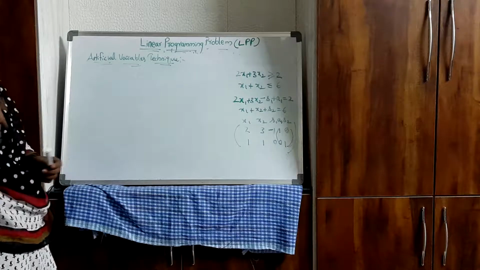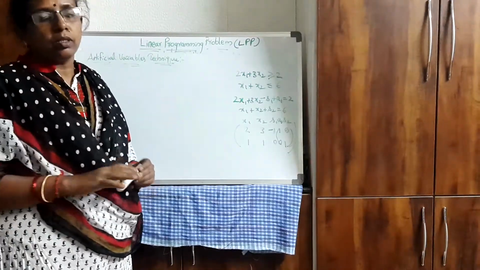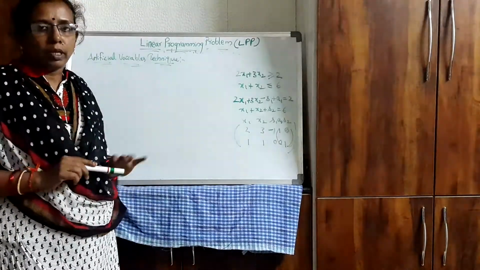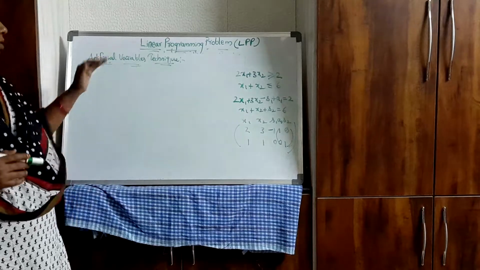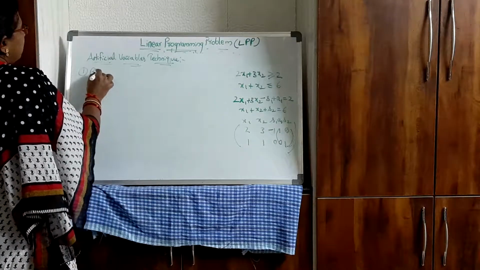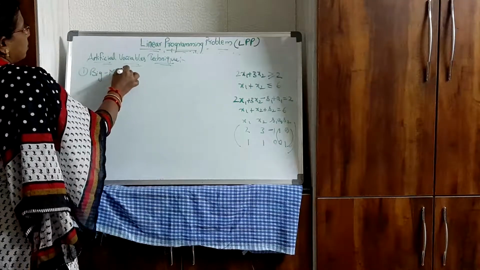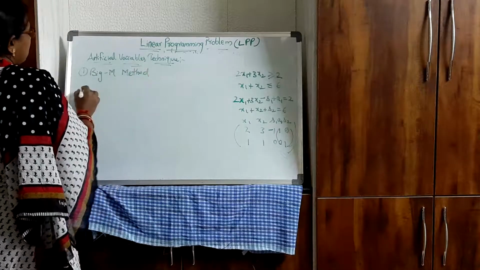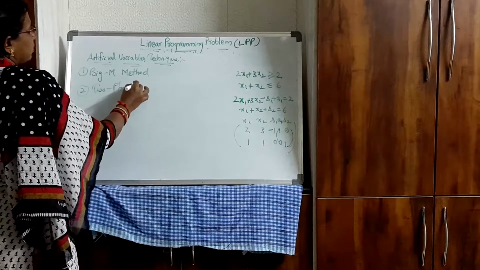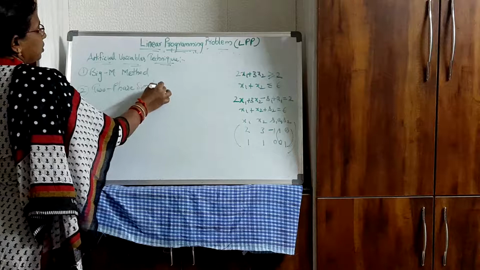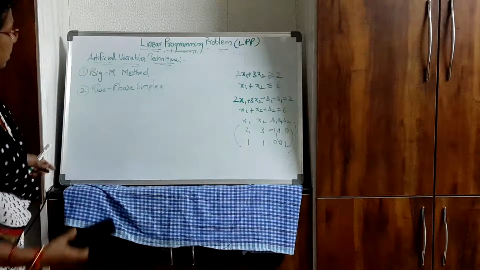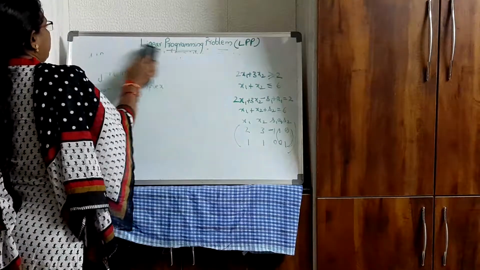So artificial variables are the variables which we add to the constraints of greater than or equal to type. You have two techniques to add these artificial variables. One is big M method, another one is two-phase simplex method. These are the two methods we will be discussing in artificial variable techniques. First we will see big M method, how to solve an LPP using big M method.